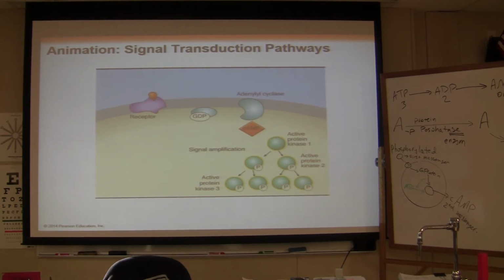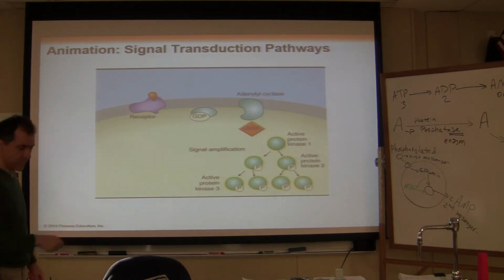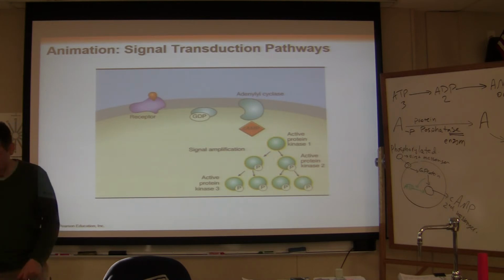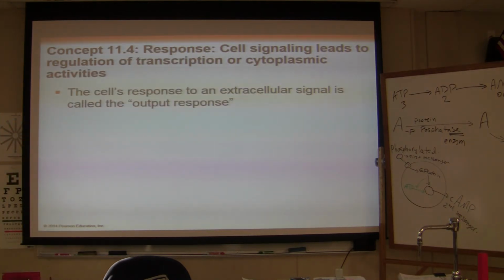Okay, so this is like a chain of events happening. A lot of proteins are turning into phosphorylated proteins. Response: cell signaling leads to regulation of transcription and cytoplasmic activities. Transcription is like making RNA. Here is DNA. Making RNA based on DNA is called transcription. But a lot of that will come into the picture later on.